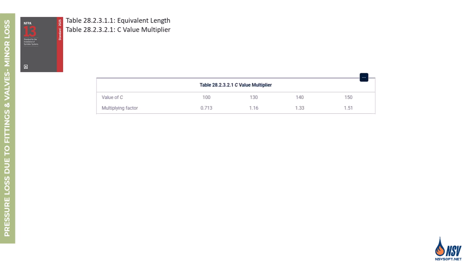Finding the correction factor for a C factor different from 120 is quite straightforward. NFPA 13 provides these values in Table 28.2321. All we need to do is select the correction factor based on the pipe's C value and then multiply it by the value obtained from the equivalent length table.